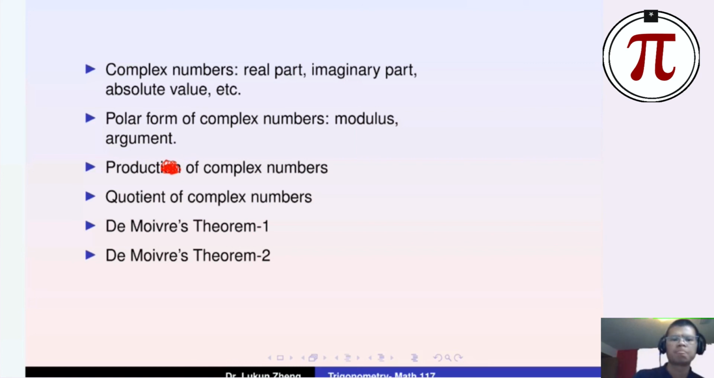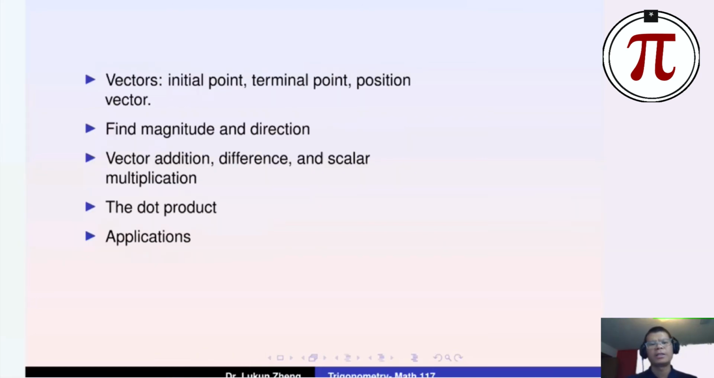And then the final section is the vectors. So initial point, terminal point, position vector, magnitude, direction, vector addition, difference, and scalar multiplication, the dot product, and the applications. Wow, that's what we have covered over this whole semester. All right, so that's a lot of material.